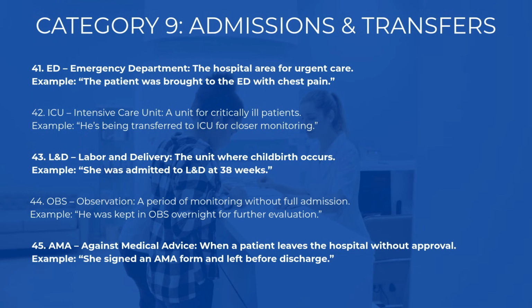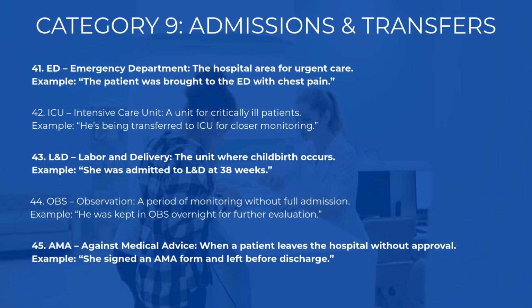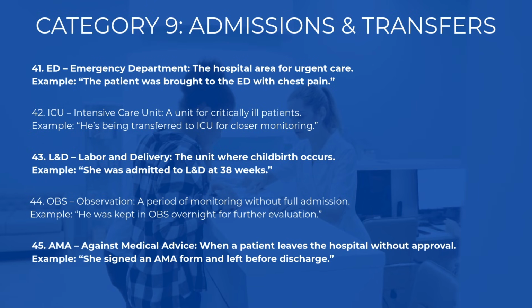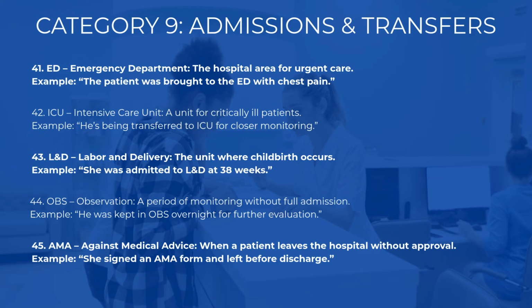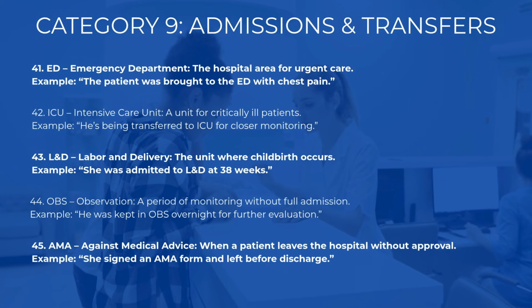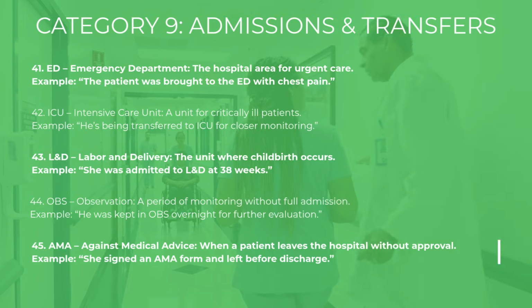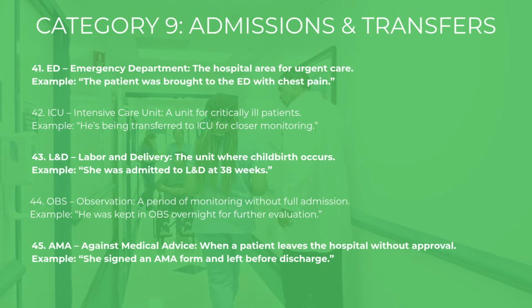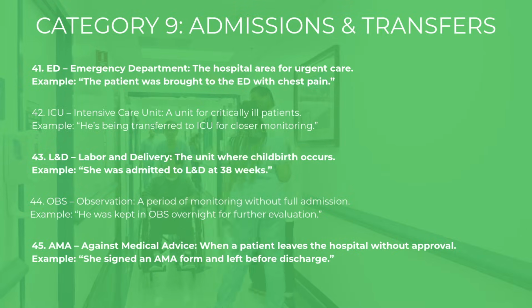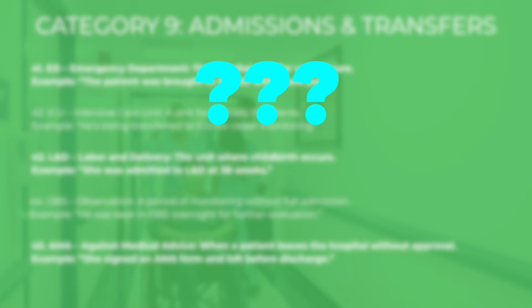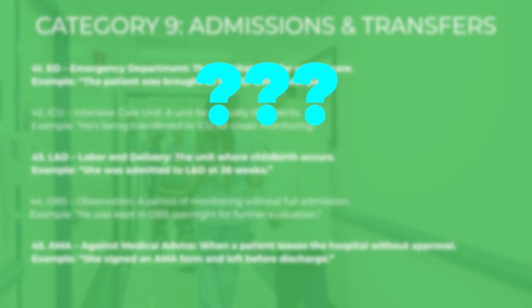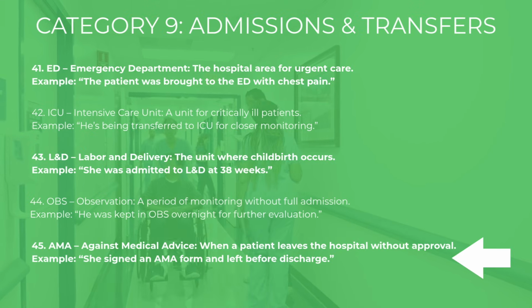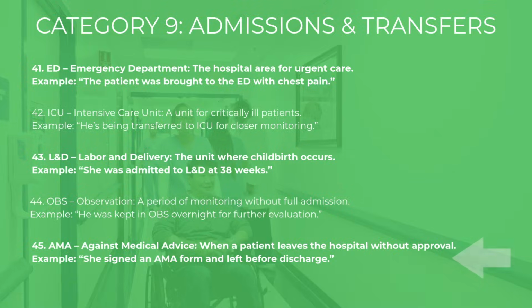Abbreviation number 45 is AMA, Against Medical Advice. This is when a patient leaves the hospital without approval. She signed an AMA form and left before discharge. You're doing so well. These abbreviations help staff coordinate where patients are and how their care is managed. Let's try another quiz. Which abbreviation is used for patients who leave hospital before being discharged by a doctor? And yes, the correct answer is AMA. Give yourself a clap on the back.